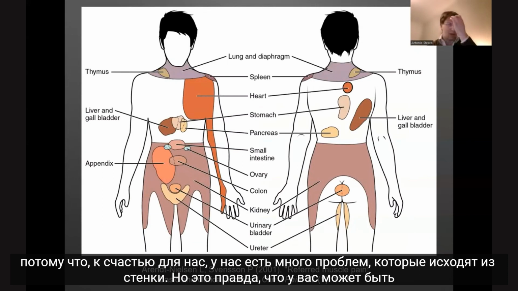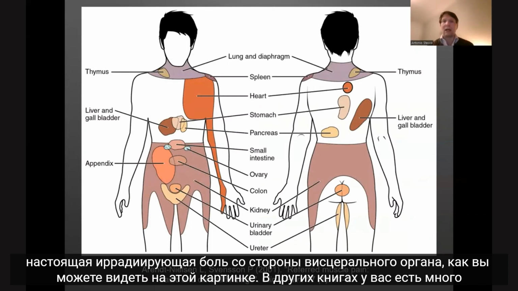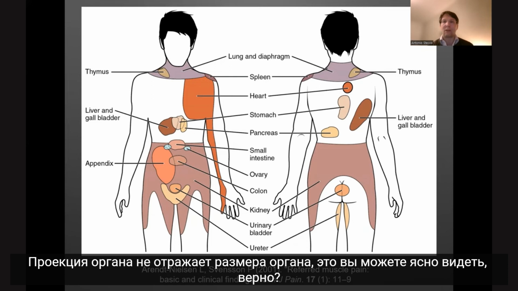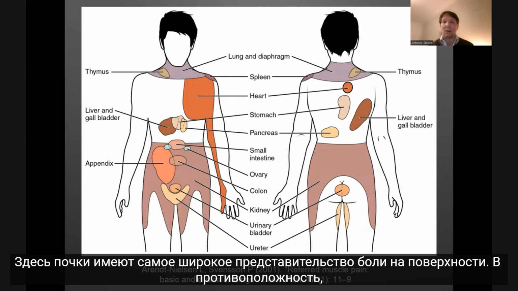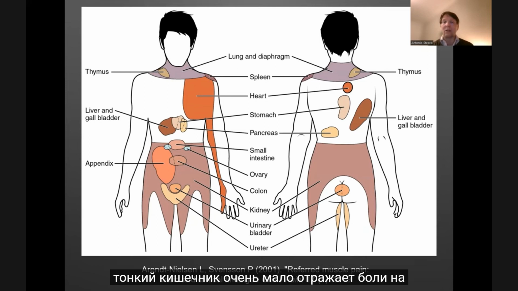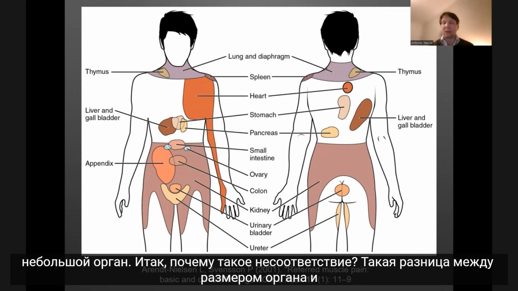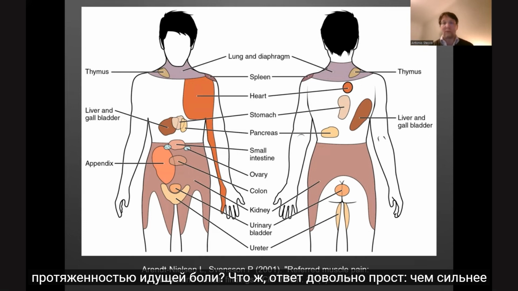But it's true, you can have real referred pain from the visceral organ. As you can see in this picture, and you have a lot of pictures like this in other books, the size and extension of the referred pain from the organ is very different. It doesn't reflect the extension of the organ. You can clearly see right here that the kidney has the widest representation of the pain on the surface. At the opposite, for the small intestine, the referred pain that can appear on the surface is very little. It is kind of strange because the small intestine is a large organ and the kidney is a relatively small organ. So why is there such a discrepancy between the size of the organ and the extension of the referred pain?